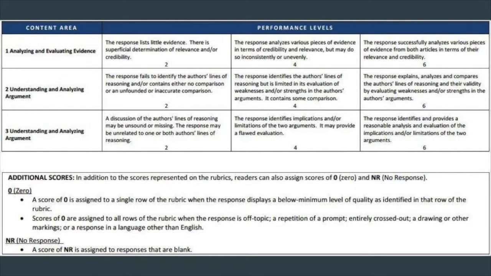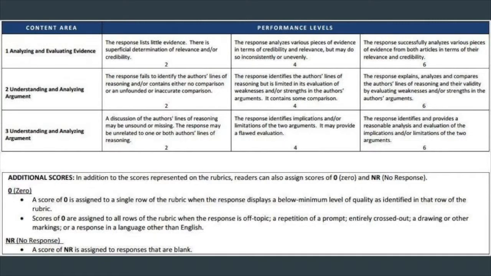This is an image of the complete rubric that is provided to us by the AP test. There are 3 different categories, however, we will be focusing on category 2, which we mentioned in the previous slide. There are 2 additional scores in these categories: 0, and NR, which means no response is provided. A score of 0 is assigned to a single row of the rubric when the response displays a below minimum level of quality as identified in the row of the rubric, basically stating that your response was so bad that it would not earn even a little evidence or credit.